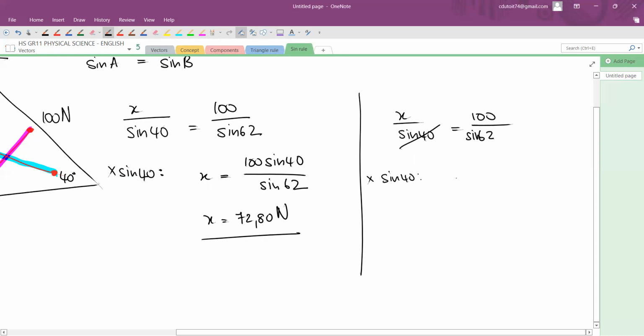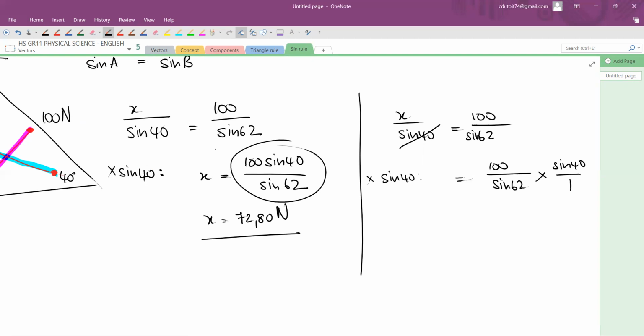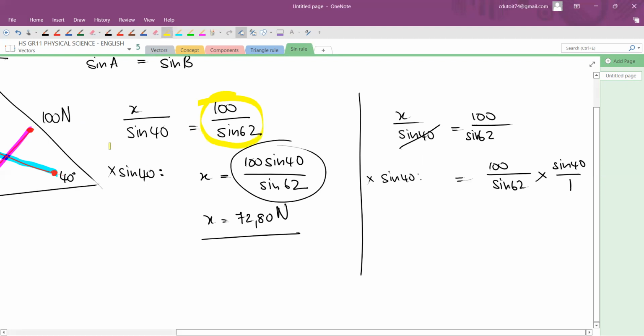All right. And then on the right-hand side, I'm just going to multiply the 100 over sin 62 with sin 40 over 1. And that's exactly the same as that. I just did that so that you can write the whole sum in one step. You could have also done this step first: put 100 over sin 62, and then the answer you get there, you just multiply with sin 40. You'll get the same value.